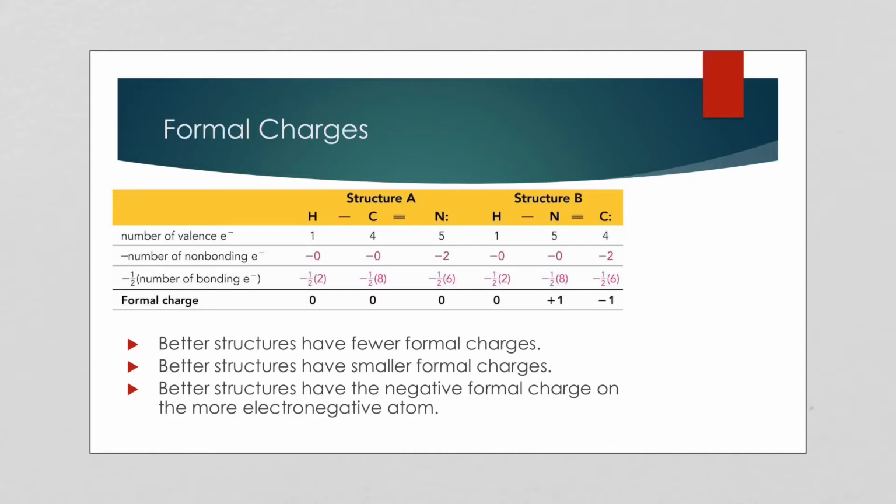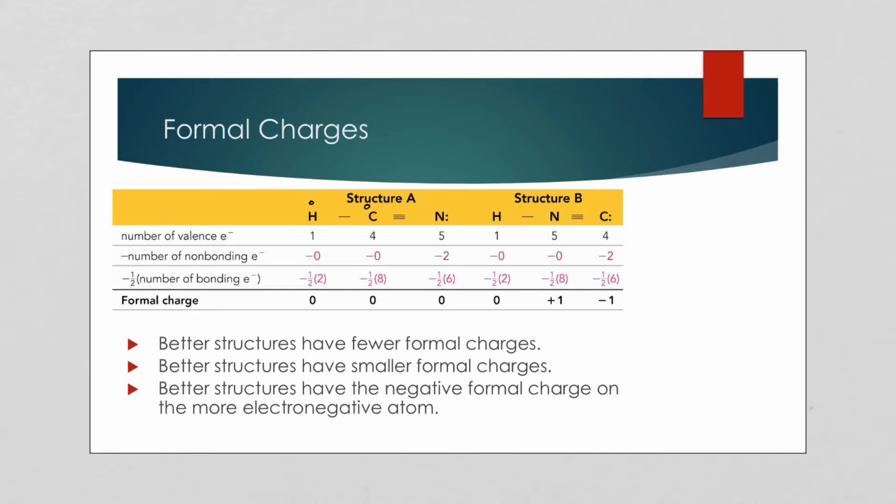For the carbon, we have 4 valence electrons and no lone pairs, so 0 non-bonding. It's making 4 bonds, so it's sharing 8 electrons, 6 from the triple bond and 2 from the single bond. Half of that is 4, so 4 minus 0 minus 4 gives you a formal charge of 0 for the carbon.